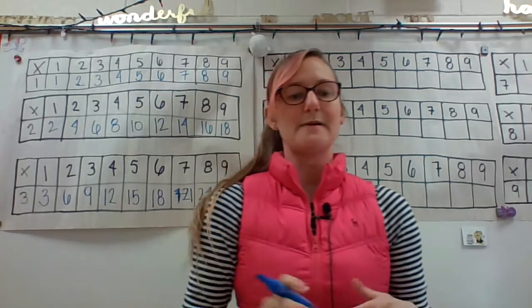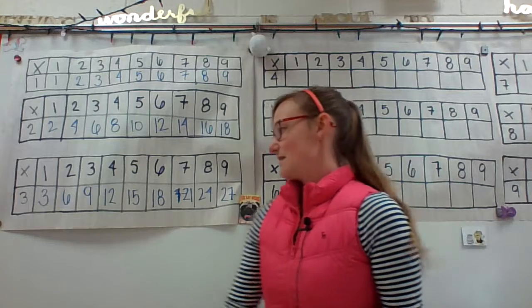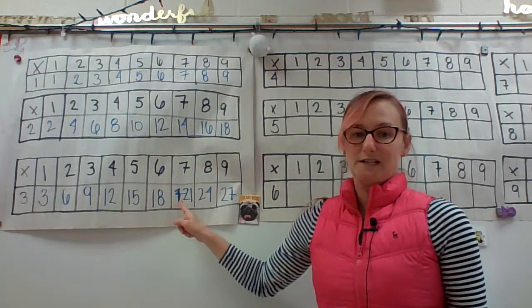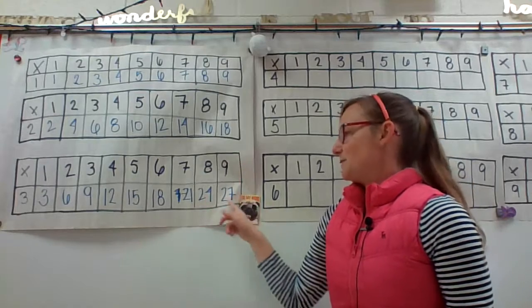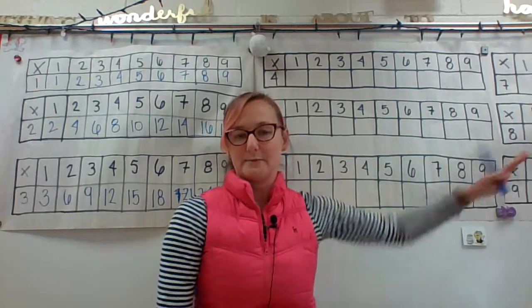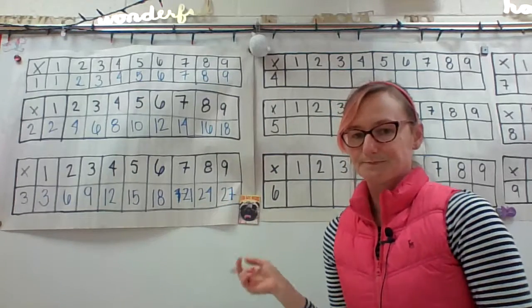Now to the tune of Jingle Bells, I like to sing 3, 6, 9, 12, 15, 18, 21, 24, 27, 30, 33, 36, but we didn't go all the way up to our 12, so we stopped at the 9.